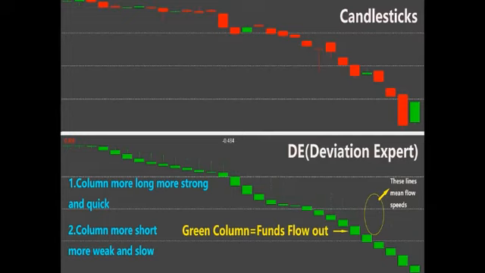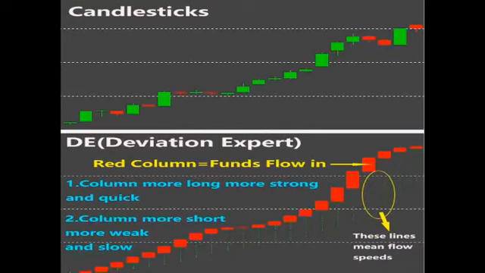When you see the green, the funds flow out. When you see the red, the funds flow in. So today you just need to digest this. You just need to know this basic knowledge, okay? The red bar is the opposite, and when you see the red bar, it means the funds are flowing in.